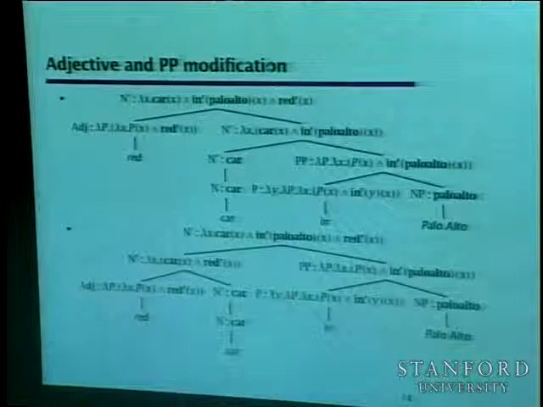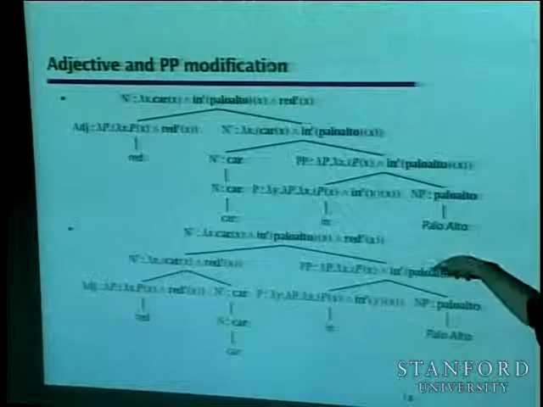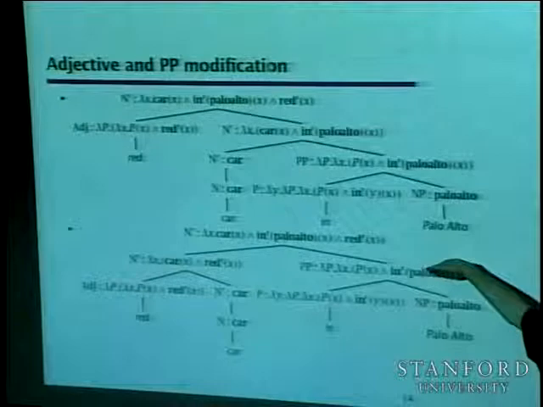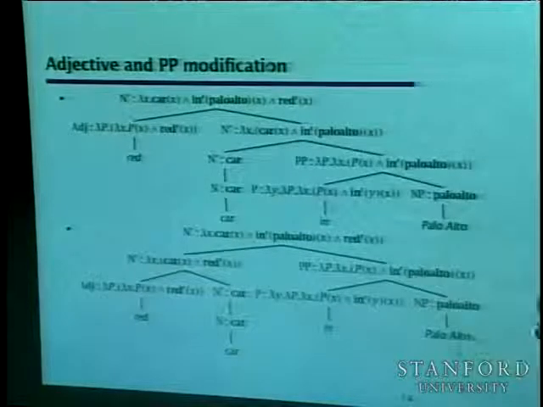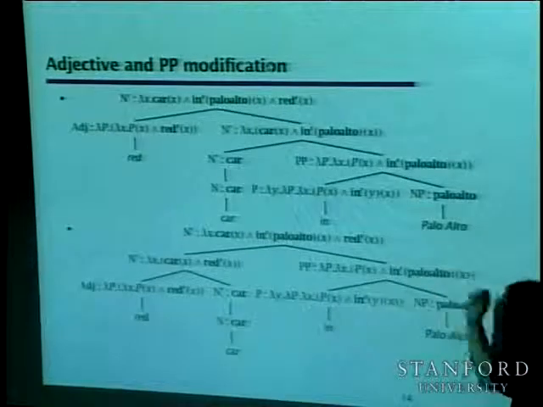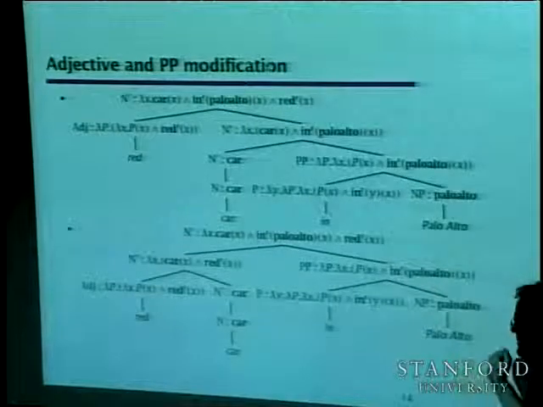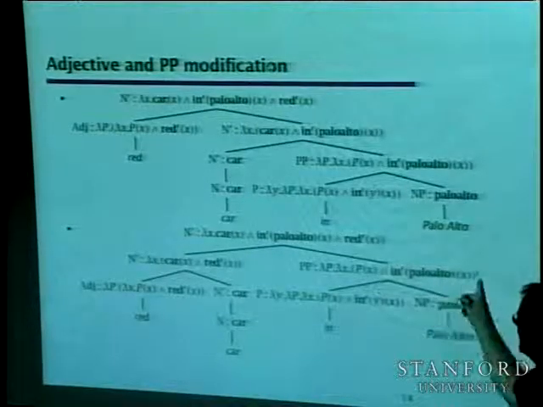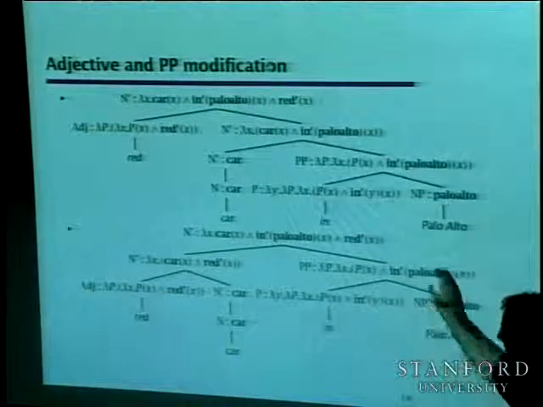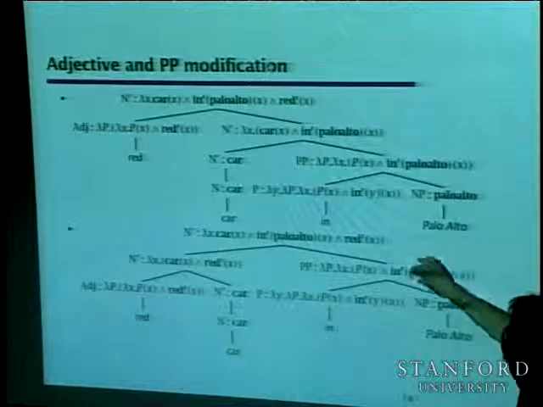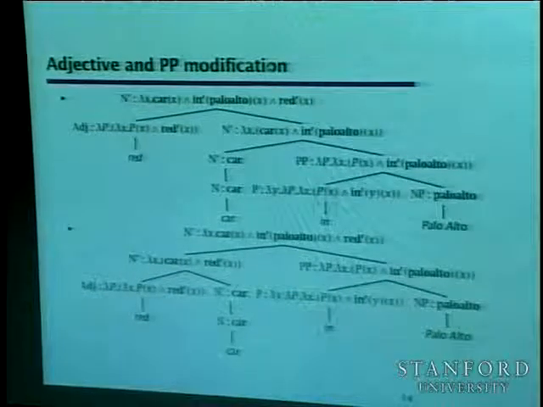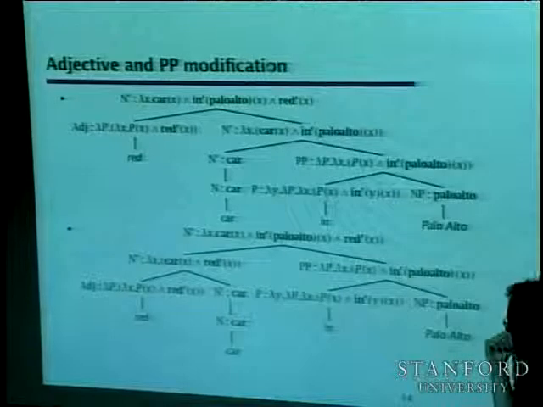Okay, so that means that when we build this PP up here of in Palo Alto, its meaning should be a property. Well, I should complexify that once more. The idea of in Palo Alto should be a property, but just like an adjective, we're then going to want to have the PP modifying the meaning of red car, just like an adjective. So I'll explain that in a moment.